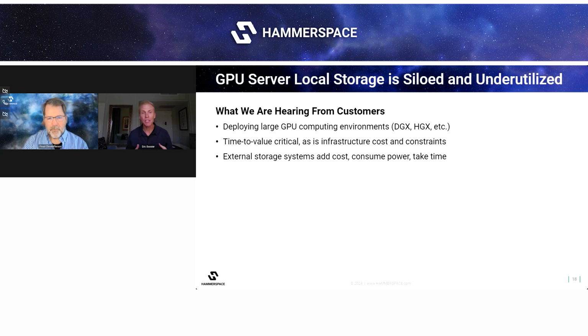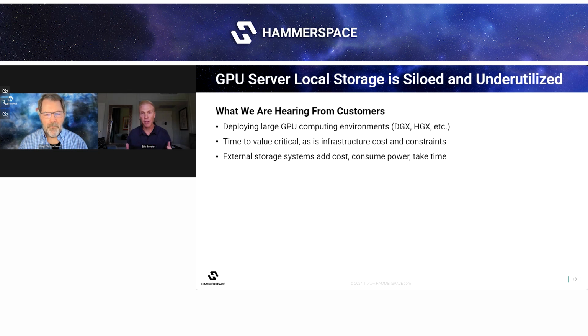And Hammerspace is deployed in a lot of large GPU computing environments. And what we're hearing, to key in on a couple of things Simon said, is that infrastructure cost is a big issue. Power constraints are a big issue. And time to value is a big issue. How quickly can you start to generate ROI on that big investment that you've made in your GPU infrastructure?